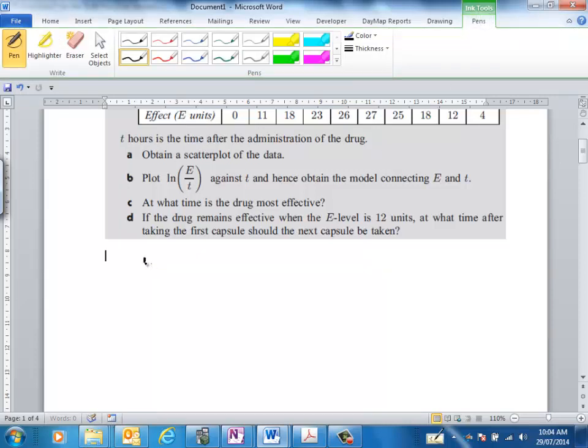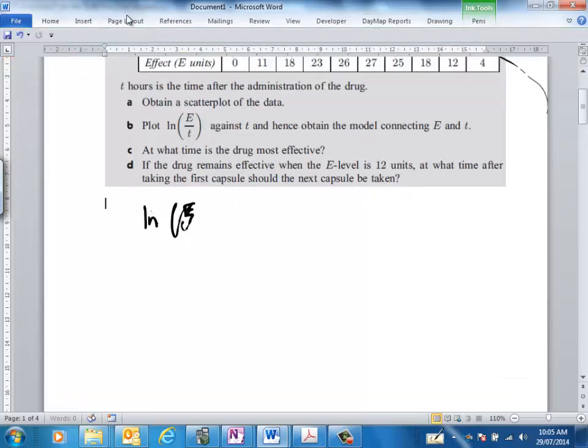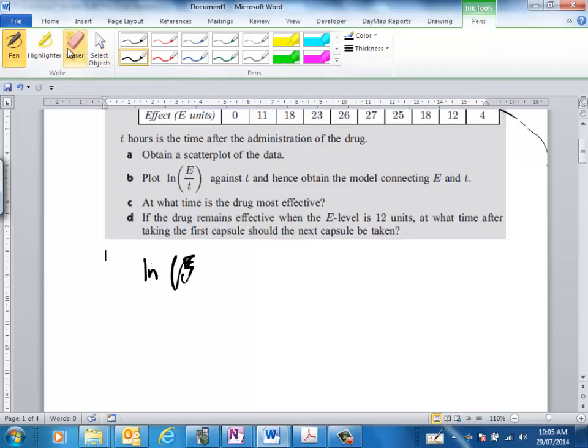So I need to write this in the form of what we've got. It's going to be ln of E. Something's going a bit wrong there. I might just start that again. Let's go to my pen and do that one there. I know what's happened, my pen's stuffed up. Here we go.